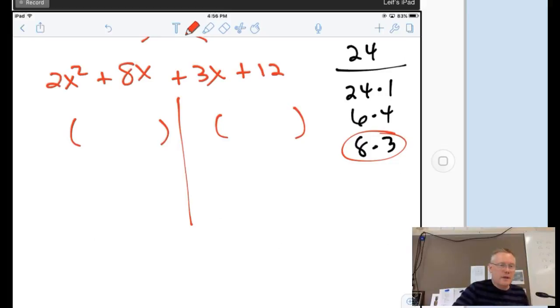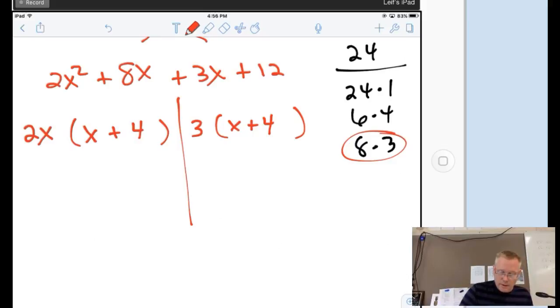So I'm looking at the left side. What can I pull out of 2x squared and 8x? Which would be 2 and an x, which leaves me with 2 divided by 2 is 1. I had 2 x's. I pulled 1 out there. There's only 1 left inside. 8 divided by 2 is 4. And I got 3x plus 12. If I pull a 3 out, I'm left with x plus 4.